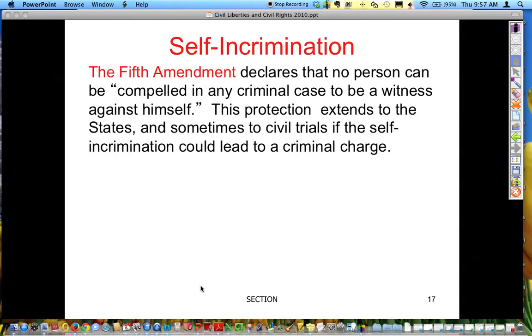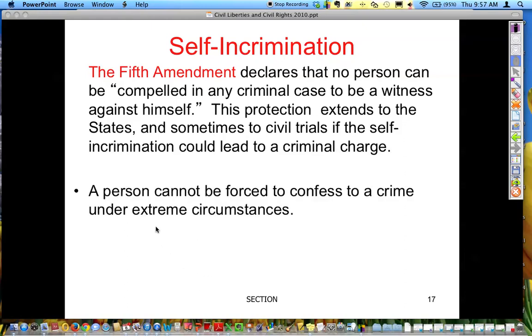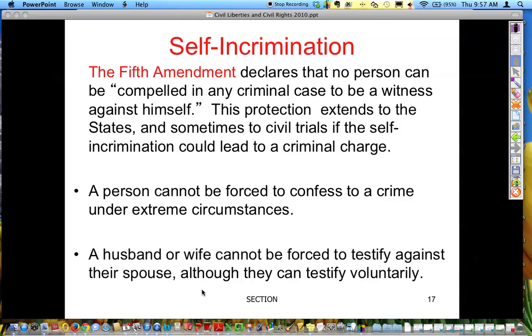In the Fifth Amendment, it declares that no person can be compelled in any criminal case to be a witness against himself. We call that pleading the fifth or self-incrimination. This protection does extend to state courts as well, and sometimes to civil trials if self-incrimination could lead to a criminal charge. People can plead the fifth. A person cannot be forced to confess to a crime under extreme circumstances. A husband or wife cannot be forced to testify against their spouse, although they can testify voluntarily.